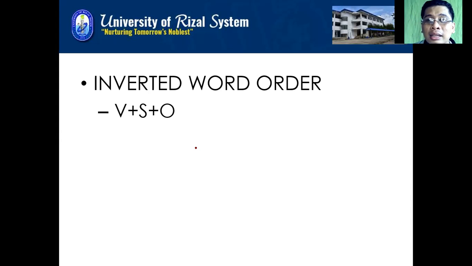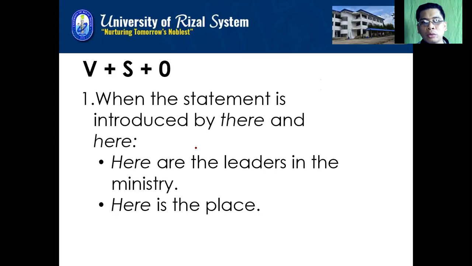Okay, so that's the essence of being aware of the sentence pattern, because if you follow the sentence translation word for word, it can actually violate the rules of the sentence. So these are the following VSO patterns. When the statement is introduced by "there" and "here," they are apparently VSO patterns. Okay, so: Here are the leaders in the ministry. So "are" here is a verb.